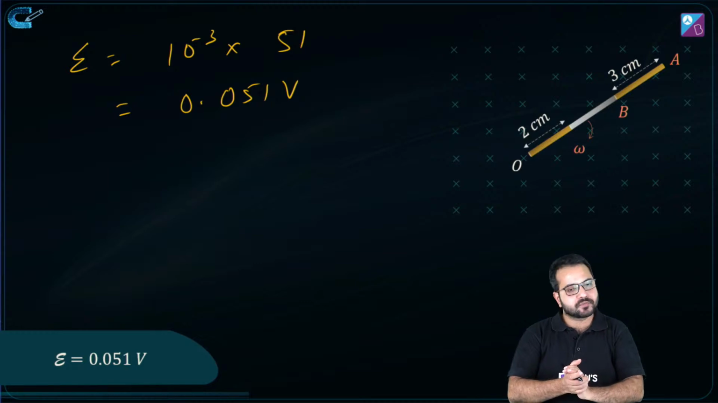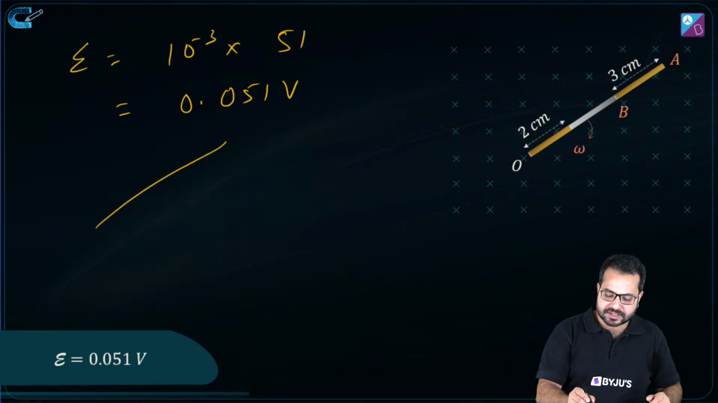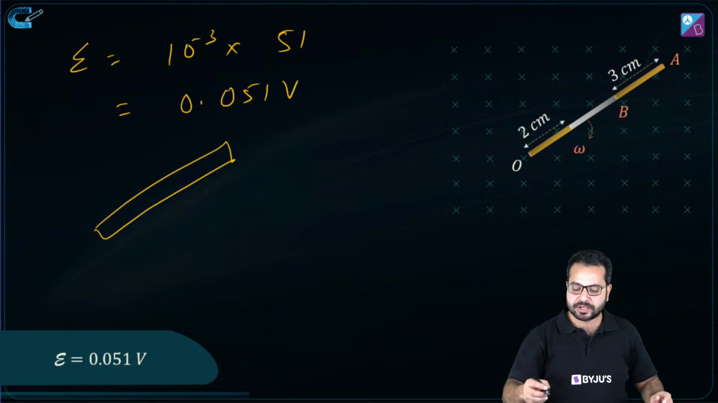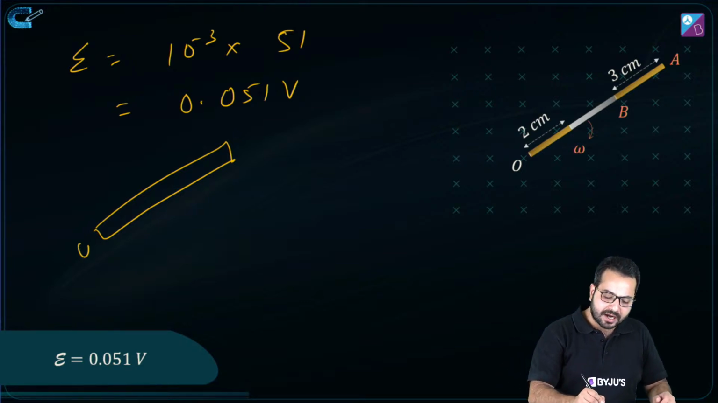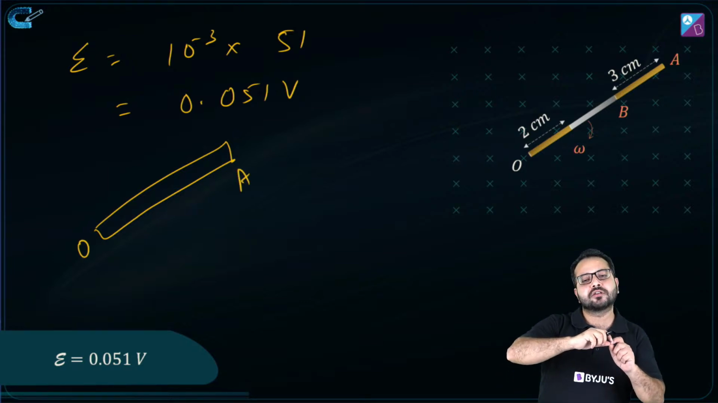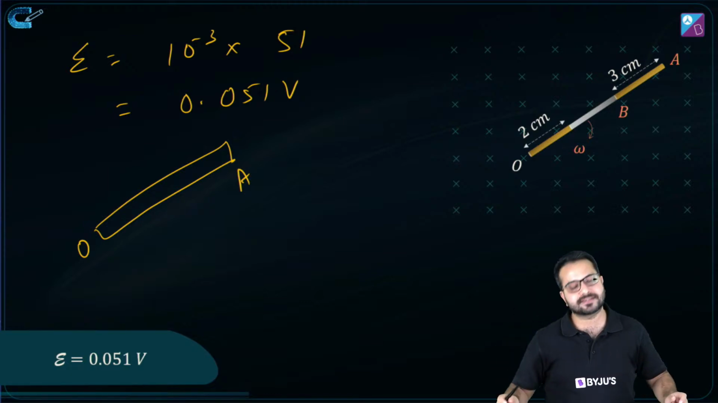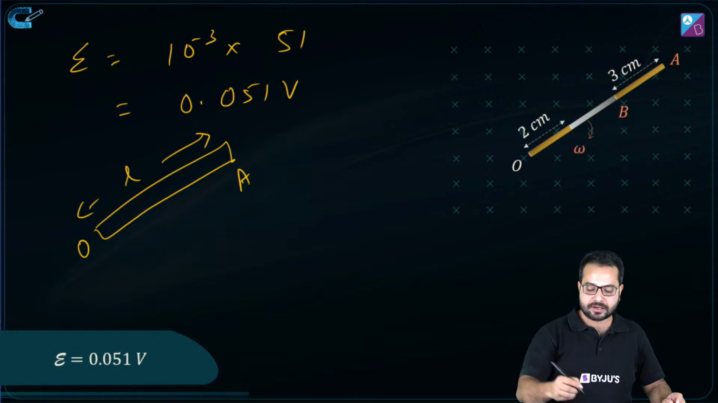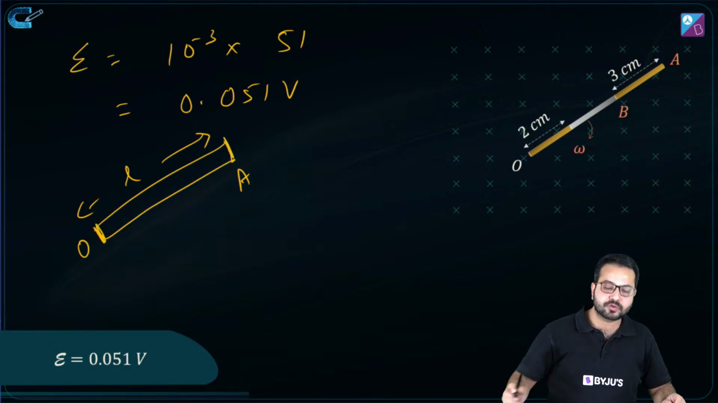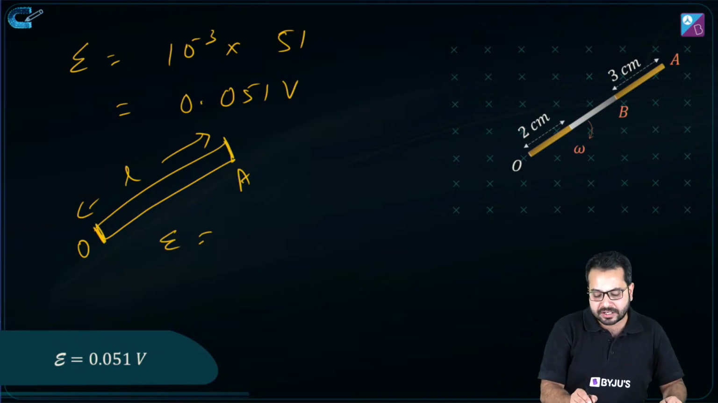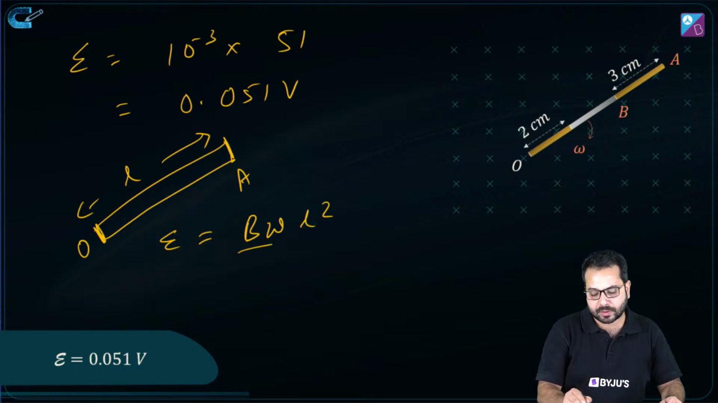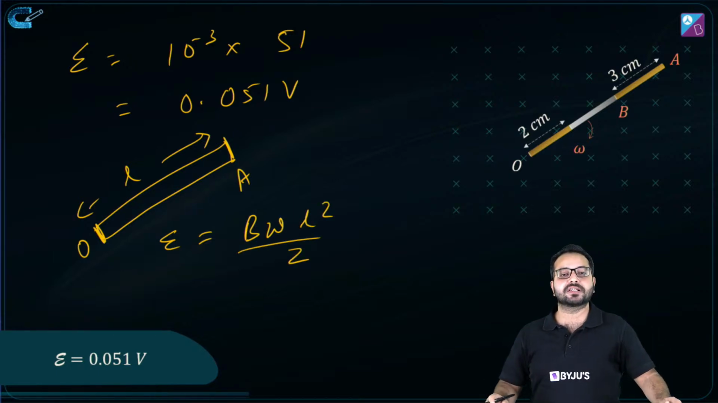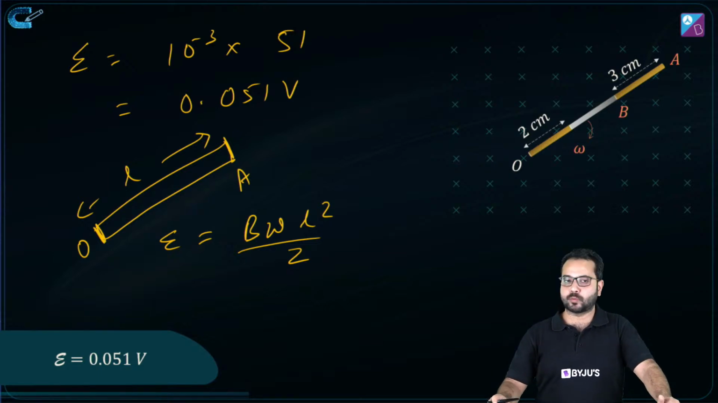Alright guys, so is this clear? Now in this situation there is a result that you should remember. This was a special case, so we had to integrate from L1 to L2, but if there is no non-conducting part, if every part is conducting, and the length of the rod is L, and we have to find the EMF induced across O and A, then we can directly use E is equal to B omega L square upon 2. This is a result we should remember as well. So in a typical case, we should remember B omega L square divided by 2.